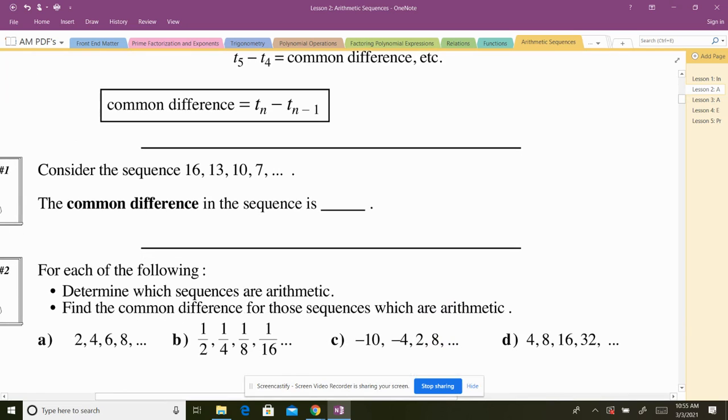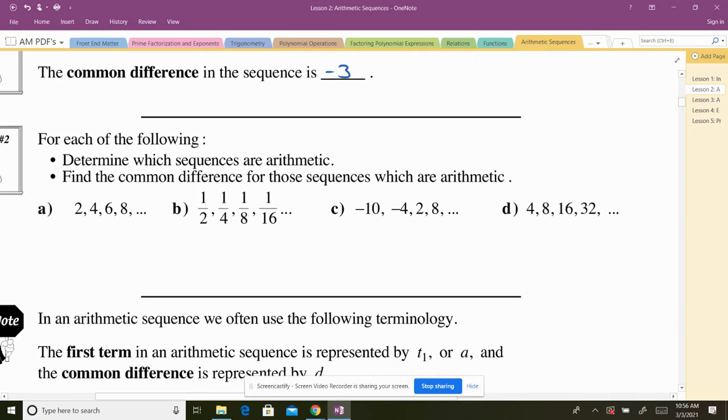Okay. So what's the common difference for this sequence right here? 16, 13, 10, 7. Negative 3. Right? If you go 13 minus 16, you get negative 3. Or 7 minus 10 is negative 3. So the common difference is negative 3. All right. Are we good?